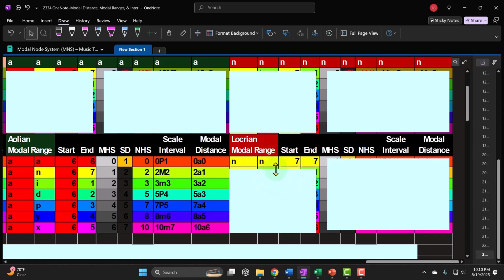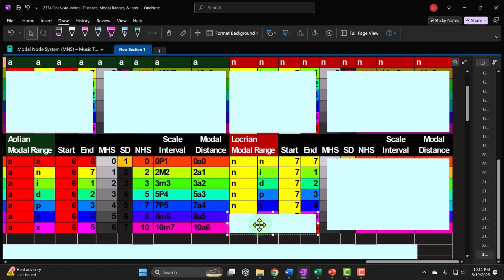Finally, what if we're on the Locrian node? We're stranded on crazy Locrian. We're going from Locrian to Locrian, N to N, Loc to Loc, yellow to yellow, 7 to 7. Locrian to Ionian, Loc to Ion, yellow to yellow green, NI, 7-1 modal range. Locrian to Dorian, a Loc to Dor, yellow to spring green, 7-2, ND modal range. Locrian to Phrygian, that would be a Loc fridge. That would be yellow to sky blue, 7-3 modal range, NP modal range.